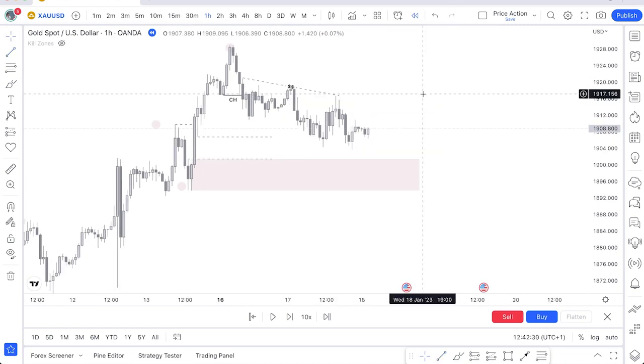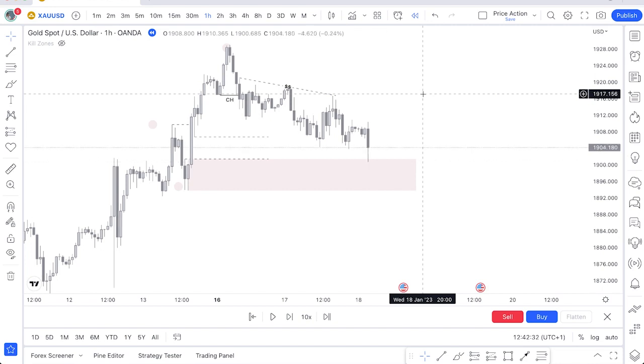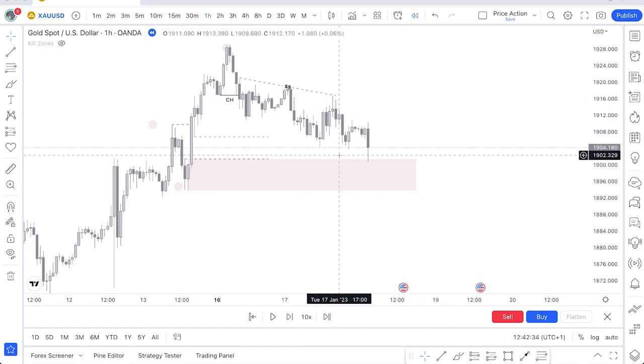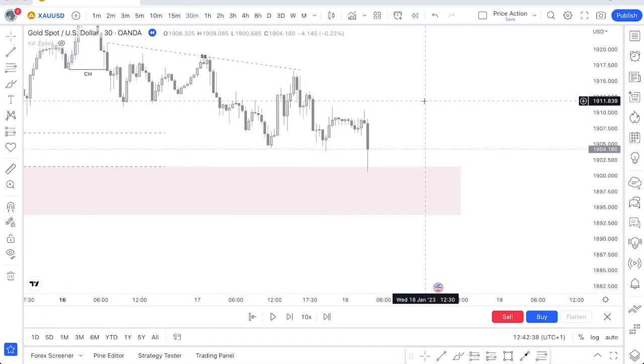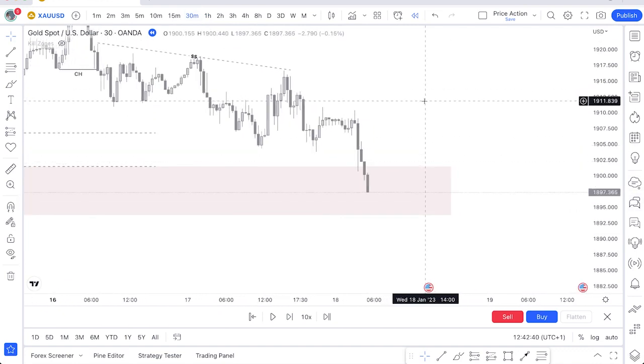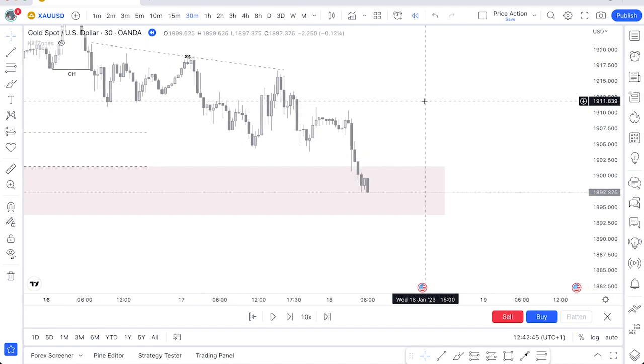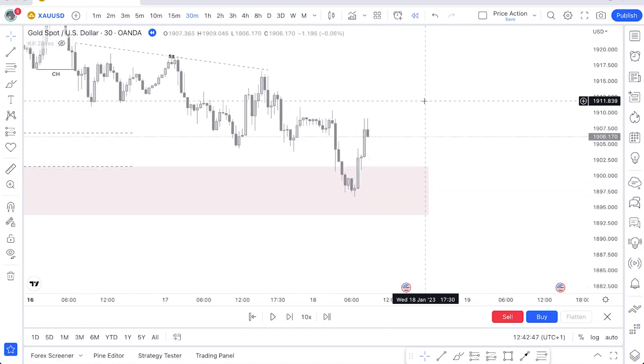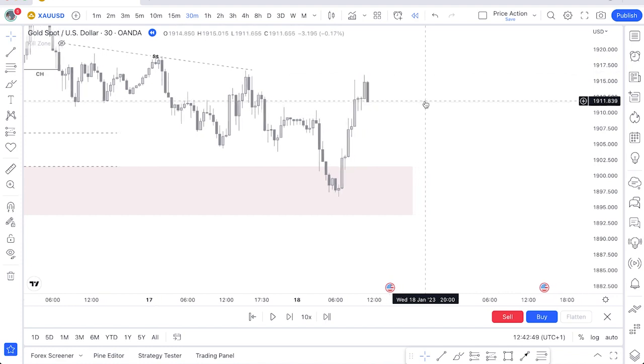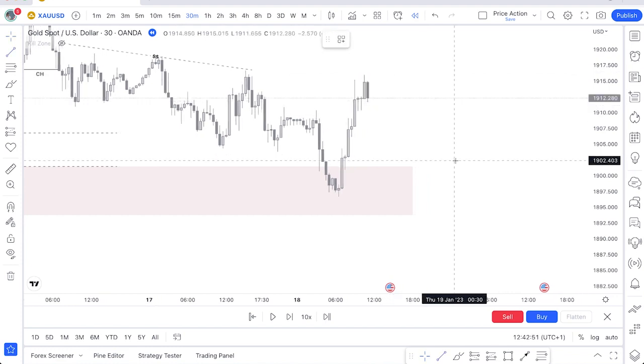I'm gonna play price and see what happens. Alright, so price taps into our point of interest. Now I'm gonna drop down time frames and see what happens. Price goes deeper into our order block. And then we have our change of character here.